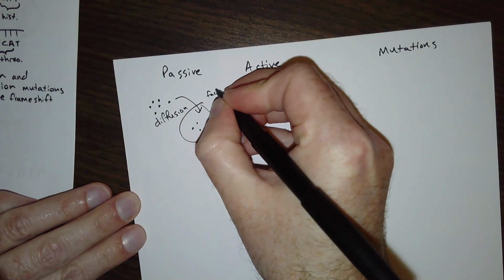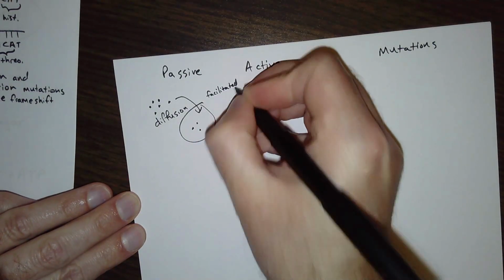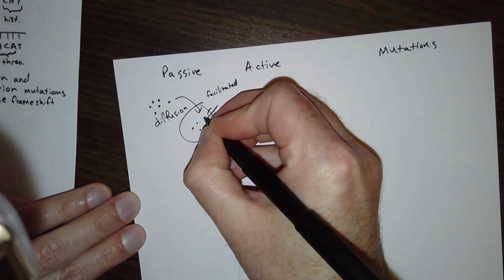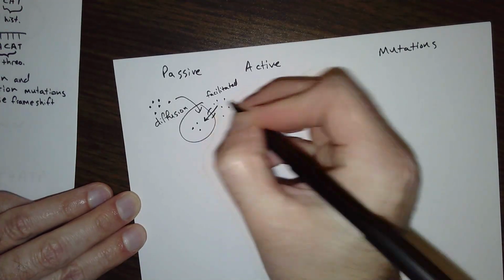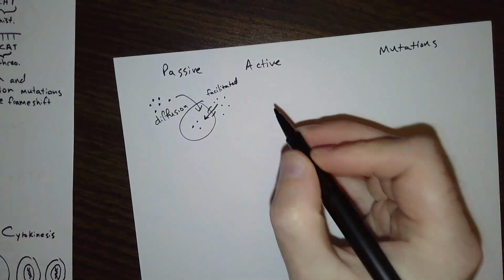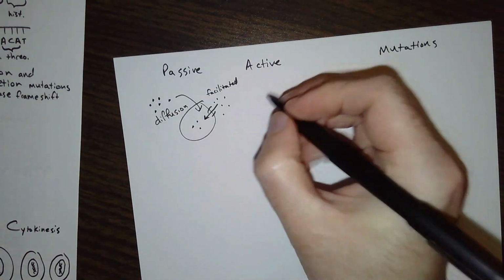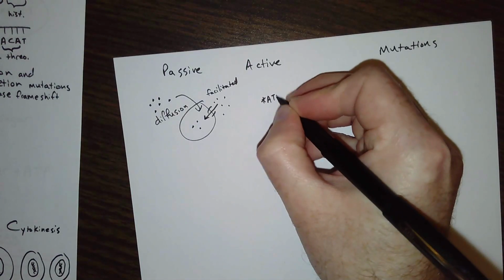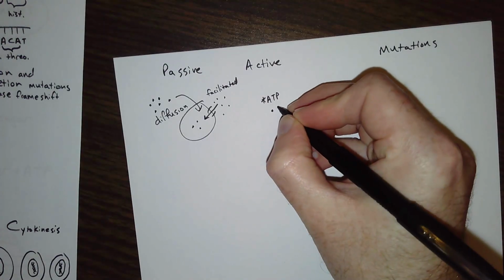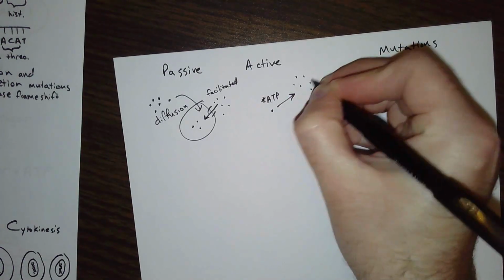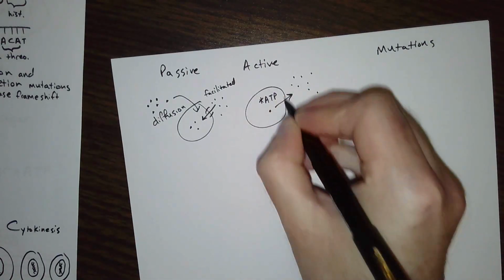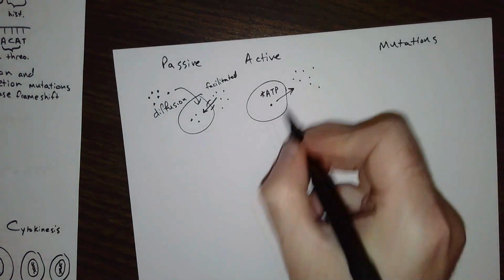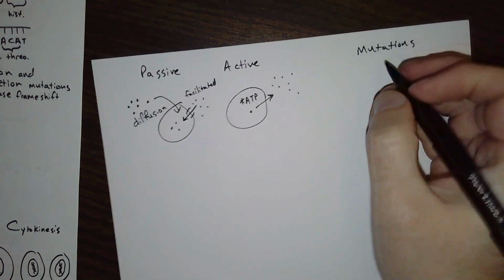Facilitated diffusion uses proteins in the cell membrane to get things in. So this is facilitated diffusion. I'm just going to be quick and just say facilitated. For active transport, you have to use ATP to move things from a low concentration to a high concentration. These are obviously cell membranes. I'm not putting the double layer of the phospholipid bilayer.